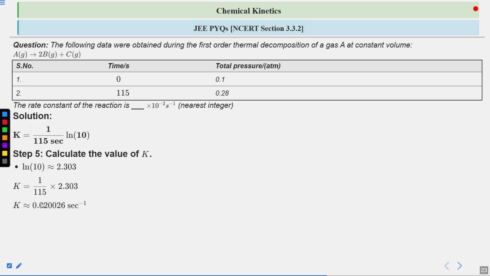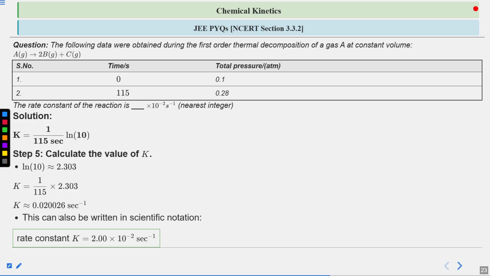So K is coming out approximately equal to 0.020026 second inverse, or this can also be written in scientific notation as rate constant K equals 2 multiplied by 10 to the power minus 2 second inverse. Okay, and this is going to be our correct answer.